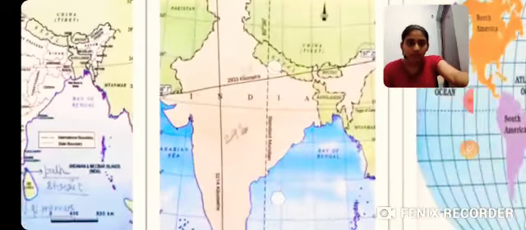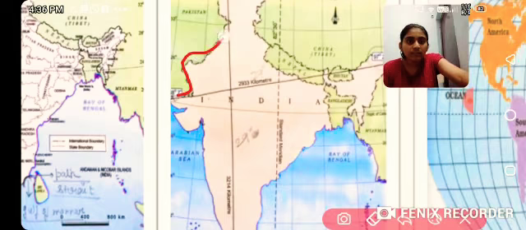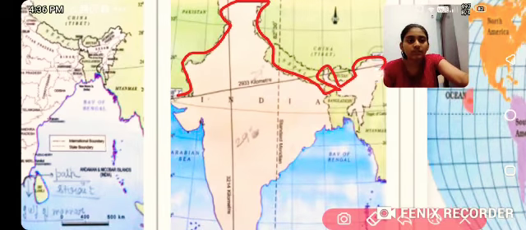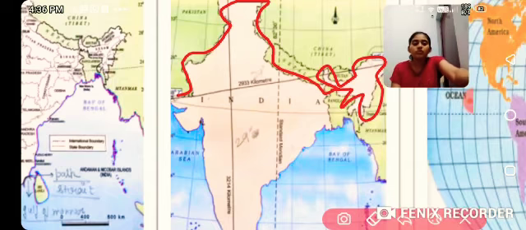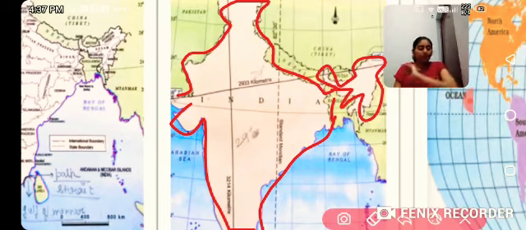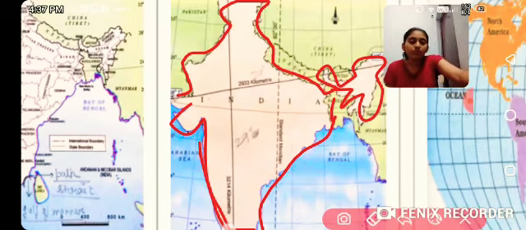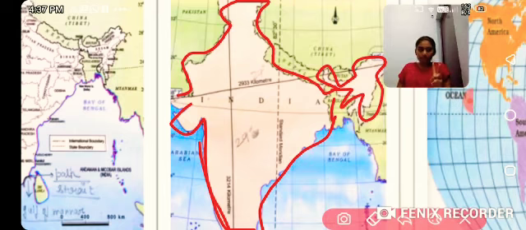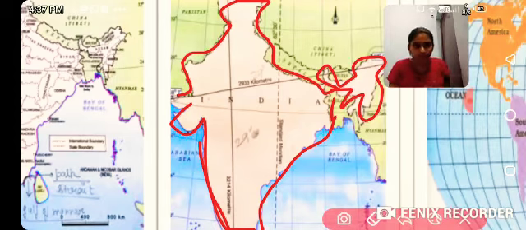Just look at this map. So this is the land boundary of India, which it is sharing with the land, and the coastline boundary is this one, which it is sharing with the water bodies. Now this coastline boundary includes the Andaman and Nicobar Islands also, because these are also part of India and they are governed by the central government. That's why they are the two union territories.